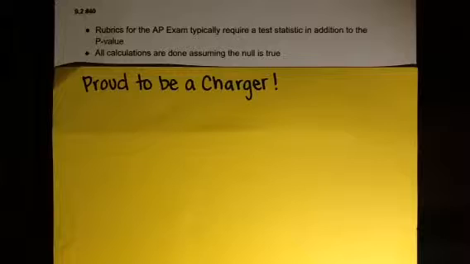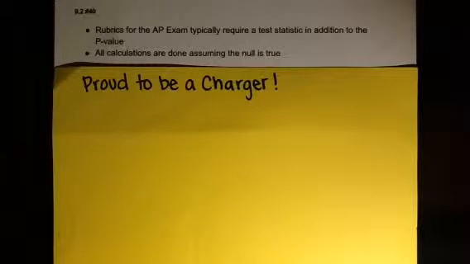Rubrics for the AP exam typically require a test statistic in addition to the p-value. So whether you do all your calculations by hand or in a calculator, following what was shown in the technology corner, make sure that you write down both the test statistic and the p-value and show work that goes along with it. You have to name a test or give the formulas that go along with your test.